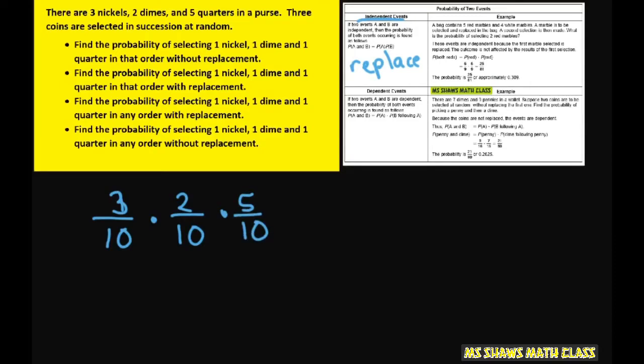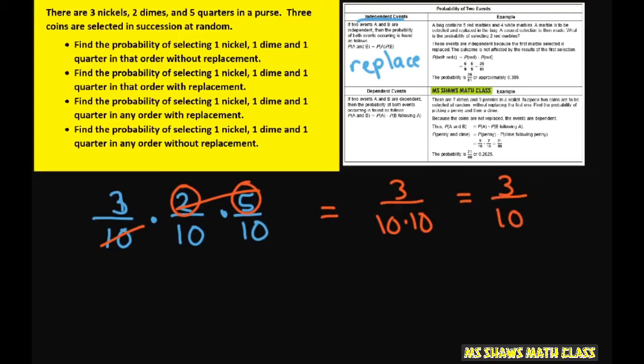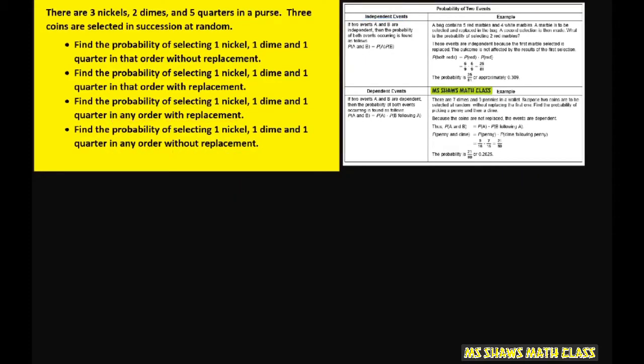So we do the same thing we did before. 5 times 2 is 10, so I can cancel that over here. And I'm going to get 3 divided by 10 times 10, which is 3 divided by 100. So that's your probability. Now, these next 2 are in any order with replacement and in any order without replacement. We were going in specific orders before. So if we can go in any order, it changes it.